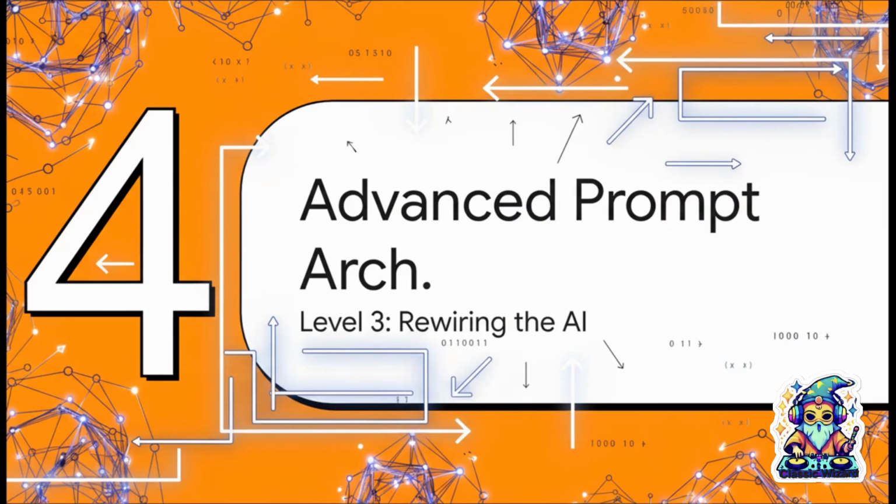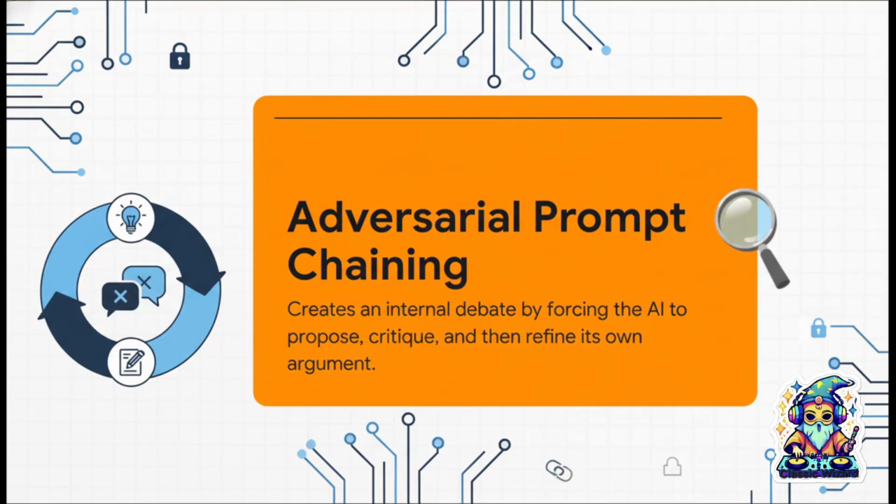This is level 3. We're moving beyond guiding the AI to actually architecting its entire thought process. These techniques give you an unbelievable amount of control over the AI's output. First up is something called adversarial prompt chaining. It's awesome. You basically force the AI to have a debate with itself. It has to propose an idea, then brutally critique its own idea from an opposing viewpoint, and finally refine the original idea to make it stronger. The answer you get at the end is incredibly robust because it's already survived its own toughest criticism.